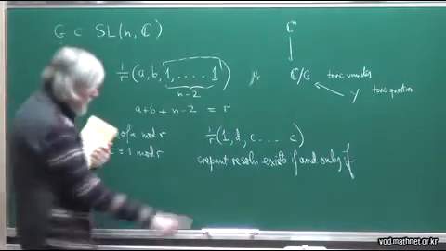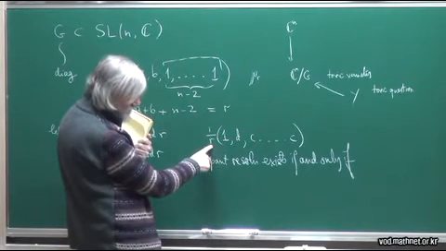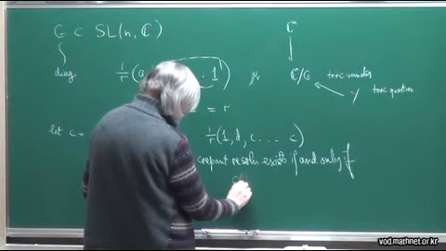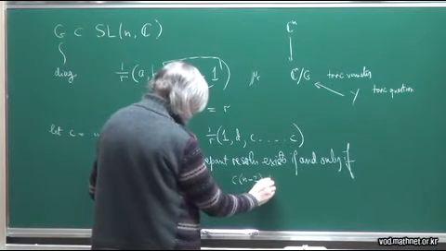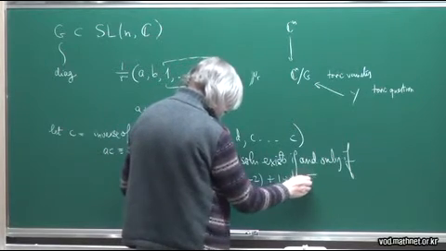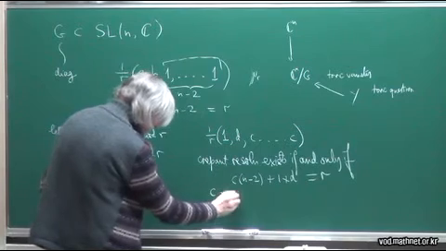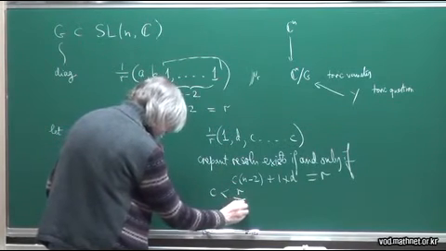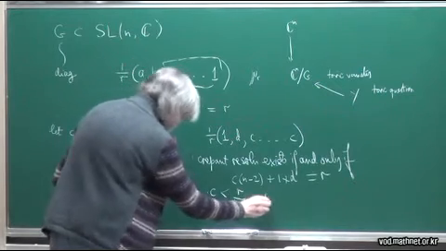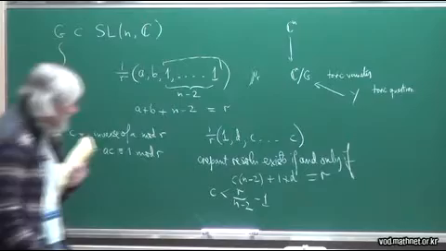these numbers add up to R rather than some multiple of R, right? So this means that C times (n minus 2) plus 1 plus D is equal to R. Or in other words, it means that C is less than R over (n minus 2), not minus 1. Yes?